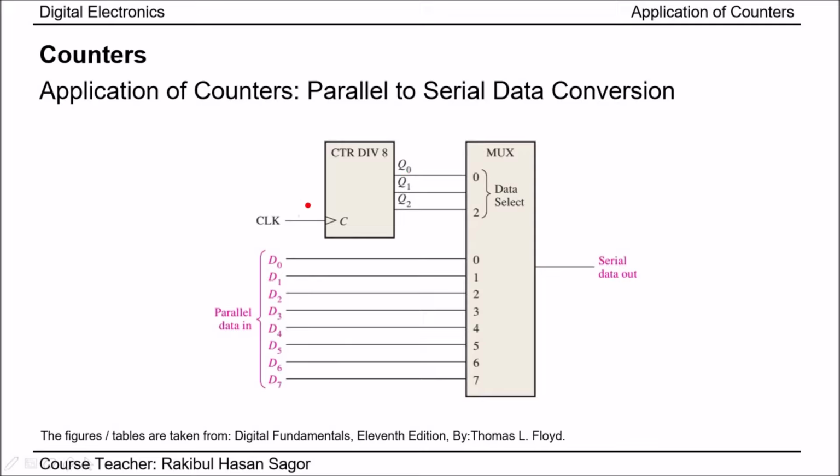Initially, the first clock pulse triggering, it will have 000 value and D0 will be transferred. In the second clock pulse triggering, we will have 001 value in the mux selection input and D1 will be transferred. In this way, this output value Q0, Q1, Q2 will be increased and one after another data will be sent through this serial data out. This is how we can make a parallel to serial data conversion using counter and mux.